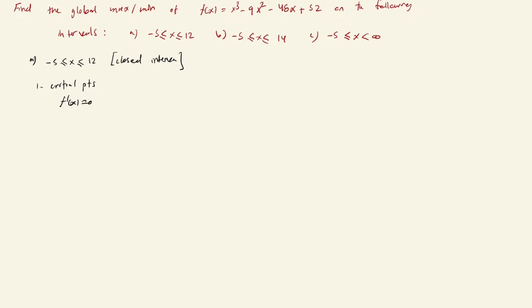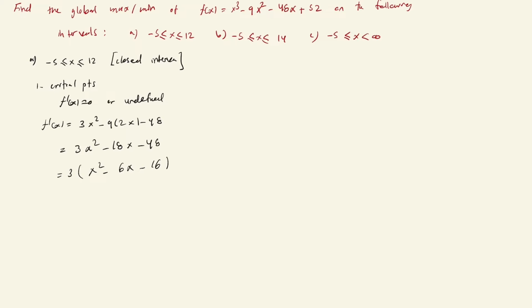So first, to find the critical points, it's where the first derivative is 0 or undefined. So first we need to take the derivative. Here I'm going to use the power rule. It will be 3x squared minus 9 multiplied by 2x minus 48. That's 3x squared minus 18x and then minus 48. Now I can factor 3 out and I'm left with x squared minus 6x minus 16.